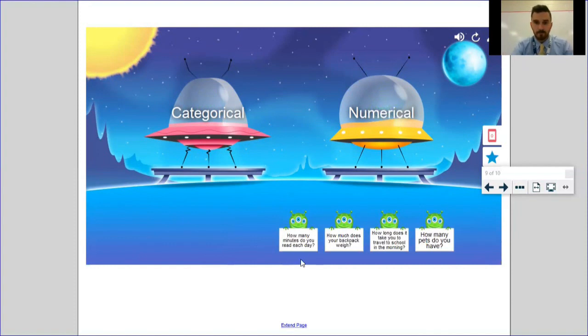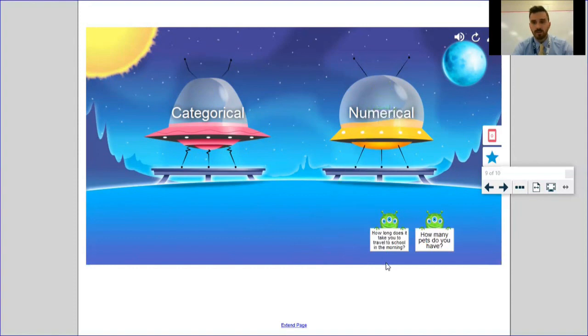Next, you've got how many minutes do you read each day? You better be reading or Miss G's going to get you. You would answer that with 30 minutes a day. That would be numerical. How much does your backpack weigh? Another measurement. Hopefully we're not weighing you down with too much stuff. That would also be numerical.